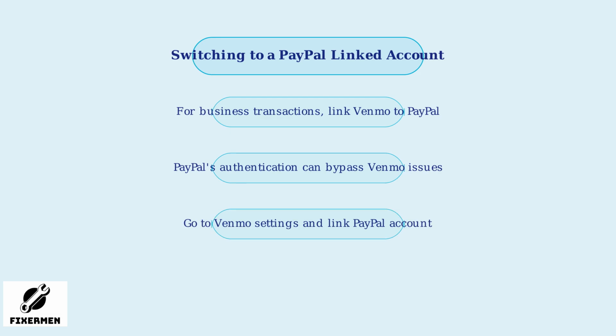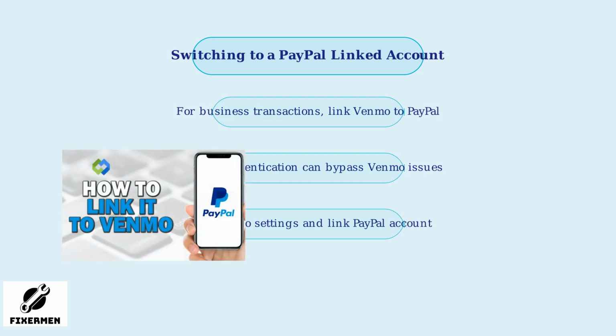To link your accounts, open the Venmo app and navigate to your settings. Look for the option to link or connect your PayPal account. Follow the prompts to authorize the connection securely. Once linked, you can process payments through PayPal, which handles its own verification.